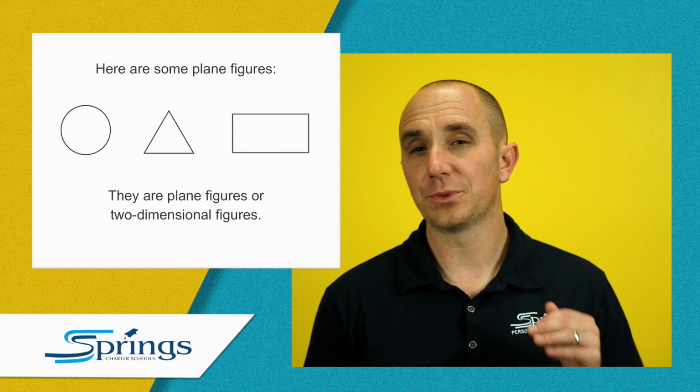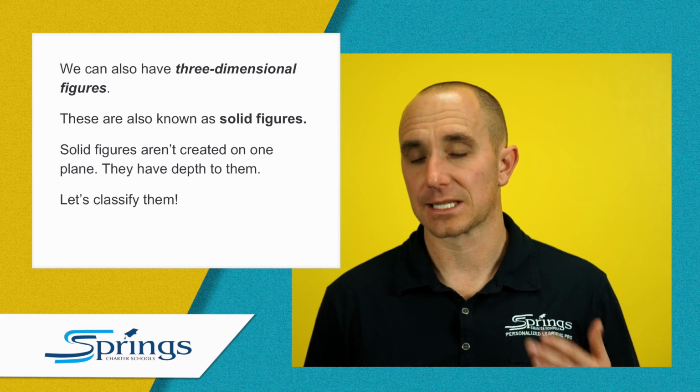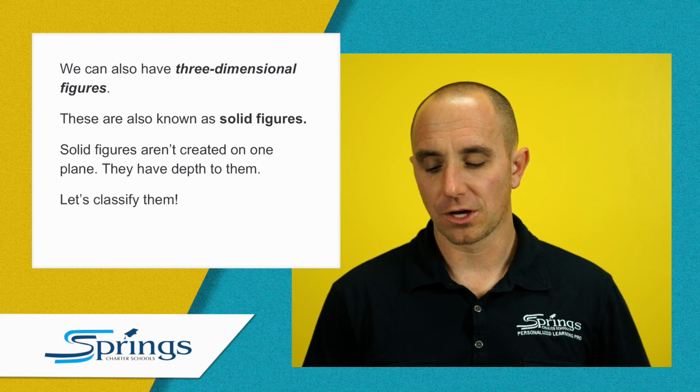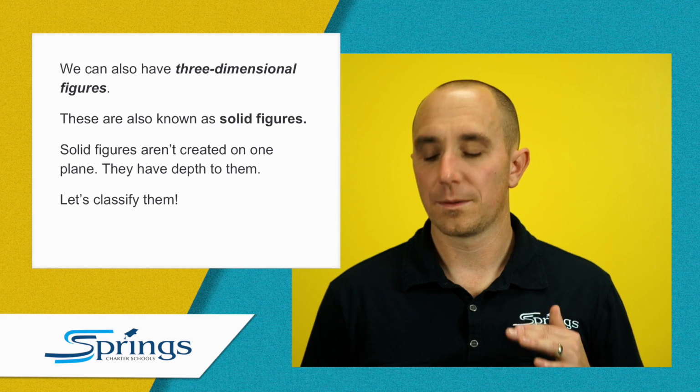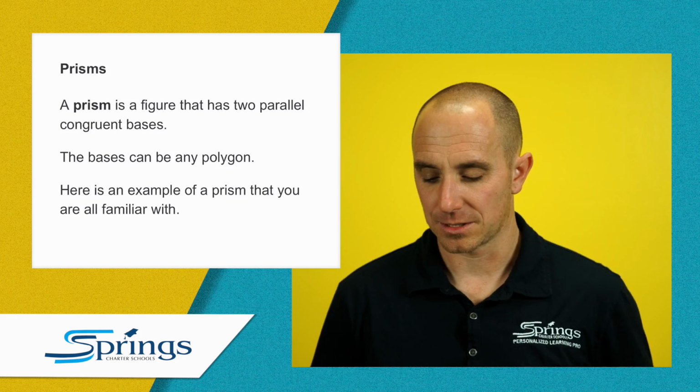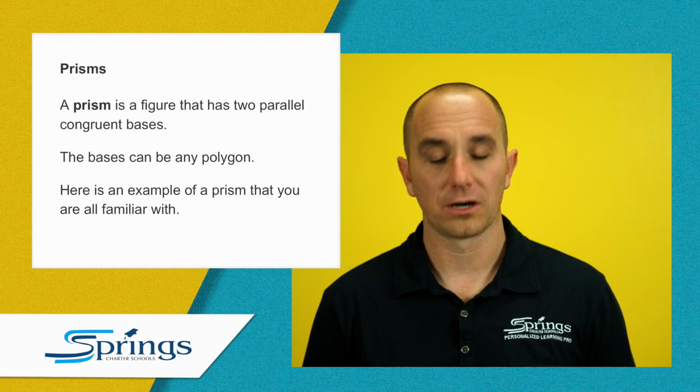Okay, so we also have 3-dimensional figures, and that's really the focus of this lesson and this review. They're also known as solid figures. So solid figures aren't created on one plane, they have depth to them. So let's classify some of them. Okay, first we have prisms. So a prism is a figure that has two parallel congruent bases.